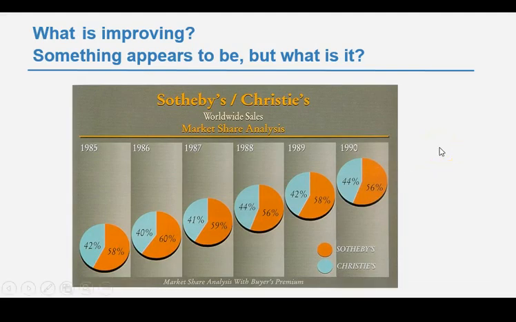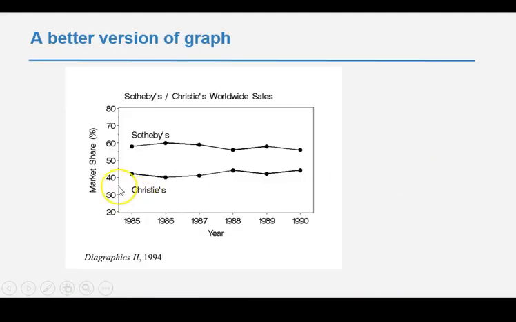This is just a weird graph. If you look at it, it shows that something seems to be improving. But if you look at the percentages, nothing's getting bigger. They're all about the same. So it gives you some illusion that the Sotheby's and Christie's auction houses are increasing their share of worldwide sales when really nothing is happening at all. This would be a more accurate graph of what's happening with those 2 companies and their worldwide sales.